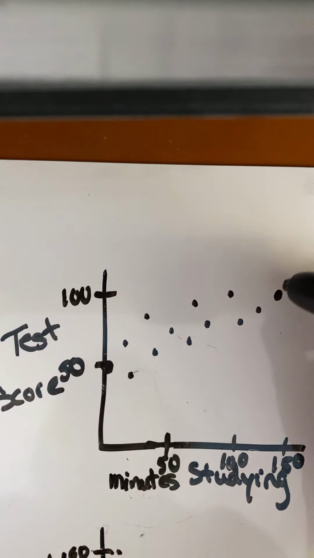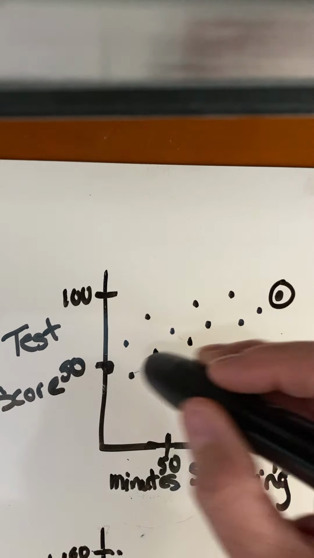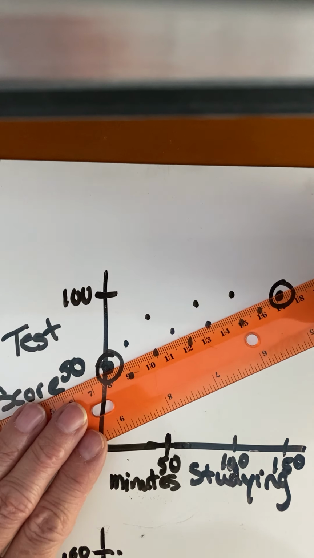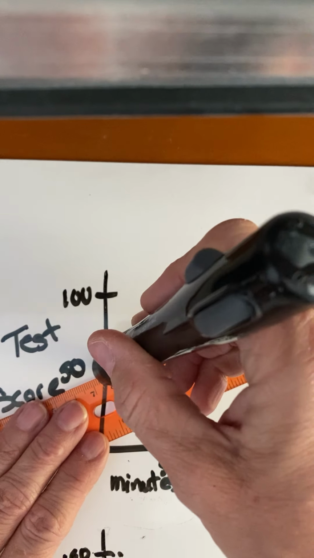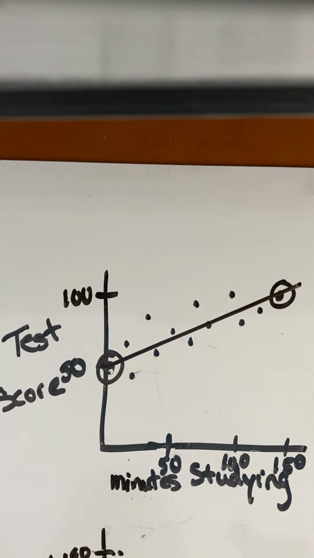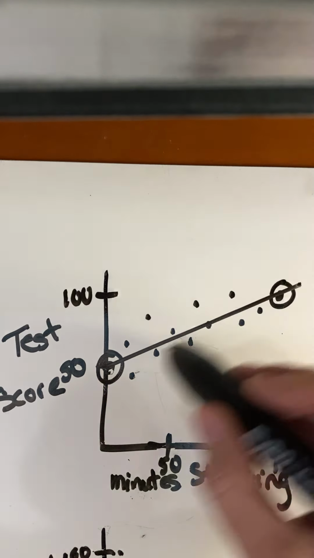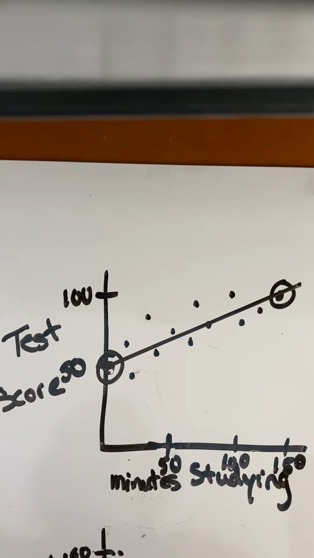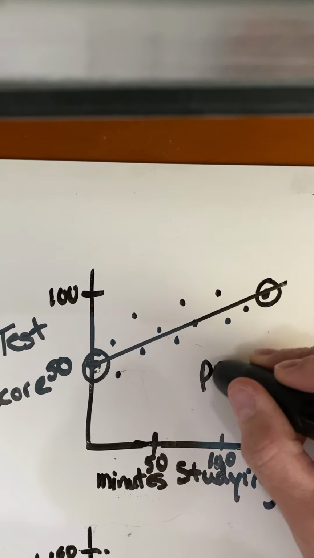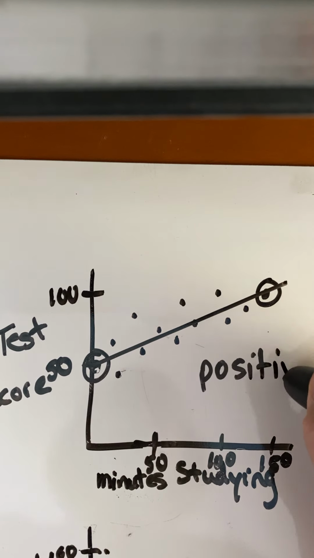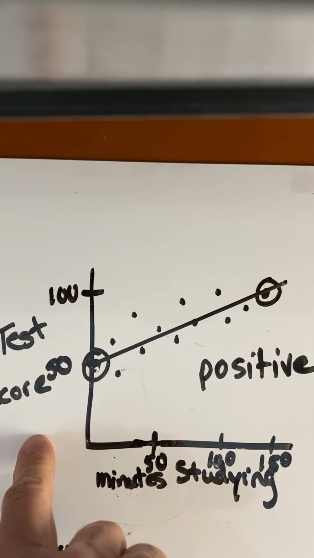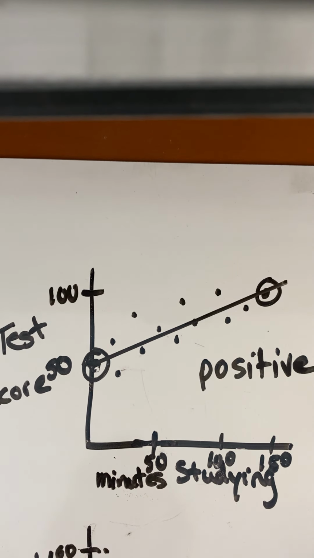Now, what a line of fit does is you take the high point of the data and the low point of the data, you connect the two, and that line shows the trend of the data. Now, this line is positively sloping. So we say this has a positive correlation. So the correlation between these two data points, how long you study and your test score, is positive.